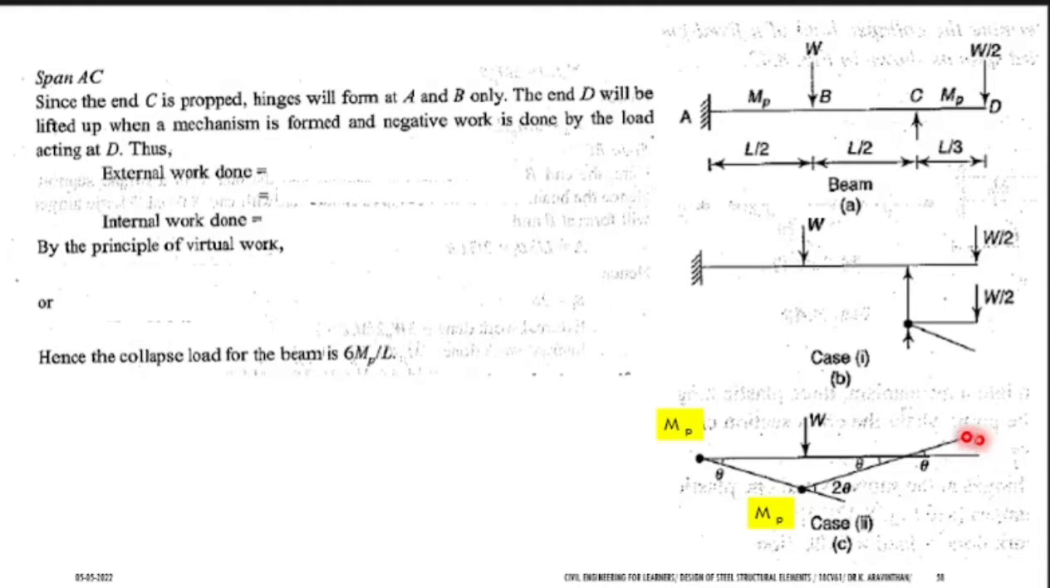How to find the external work done? So your formula is simple. External work done equal to internal work done. What is work done? Load into distance. What is your load here? W. What is the distance here? Delta. So how to find delta? Apply tan theta concept. Since the span is L by 2 and L by 2, you have the load exactly at the center. You will be having same theta. Theta and theta will be same. What is delta here? Theta L divided by 2. That is your delta.